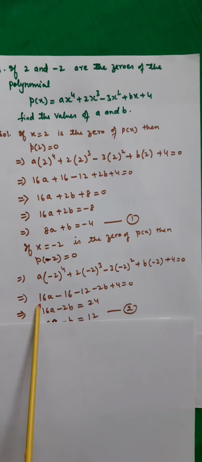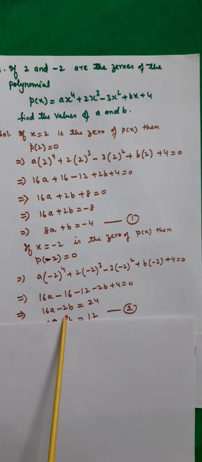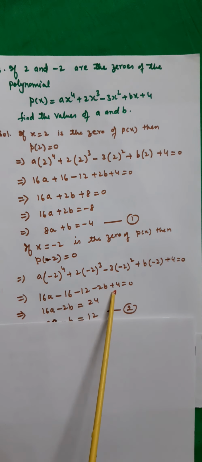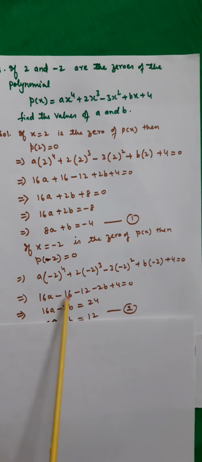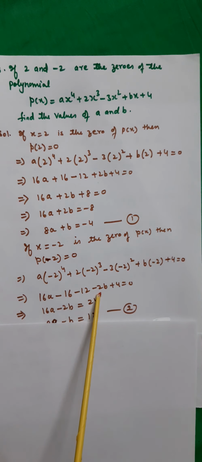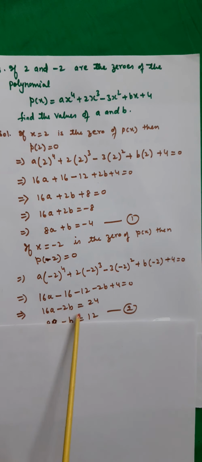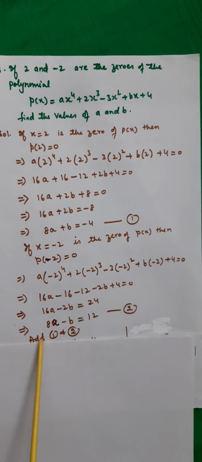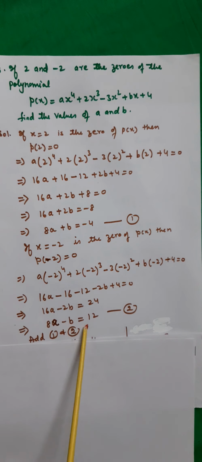This implies 16a minus 2b is equal to 24. How? Let's see. 16 and minus 12 and 4. Minus 16 plus 4 will give you minus 12. Minus 12 and minus 12 is minus 24. We shift it on the other side, so we get plus 24 here. So 16a minus 2b is equal to 24. Now we divide it by 2. So this implies 8a minus b is equal to 12.